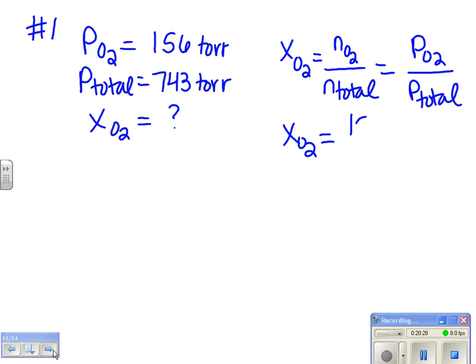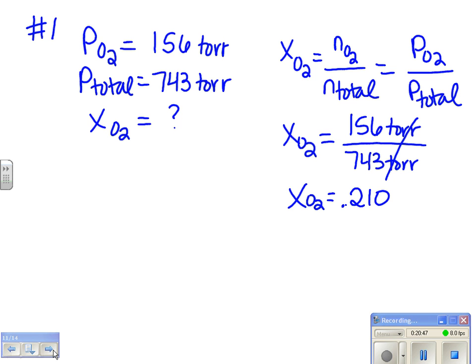Okay, so the mole fraction of oxygen is 156 over 743. Divide through, and you will get a number that has no units. But don't leave it as a fraction, even though it's called mole fraction. Give us a decimal. We don't like fractions. Decimal 0.210. That's the mole fraction for oxygen. Problem number 2.